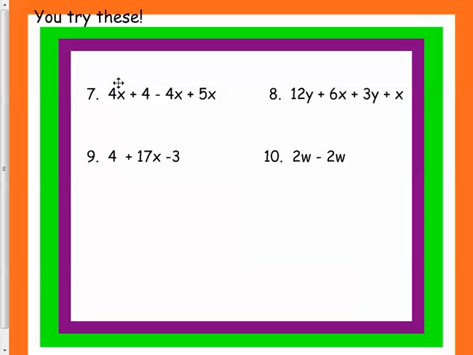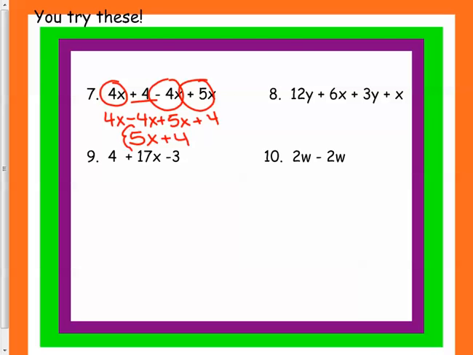Okay, the first step is to figure out what are your like terms. Okay, so you can rewrite them if you want to. I'm going to rewrite them just so you can see who goes with who. So 4x minus 4x cancel each other out, and I'm left with 5x's. Then I add 4 more, and I'm finished. Because 5x plus 4, these two cannot be combined.